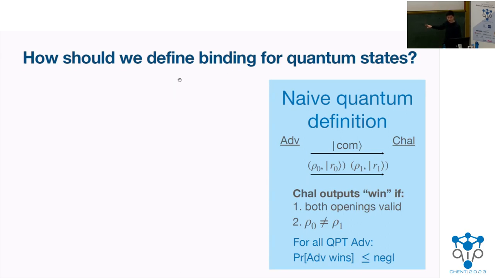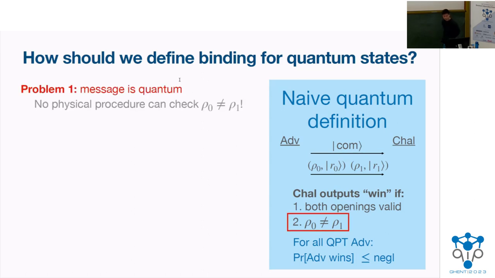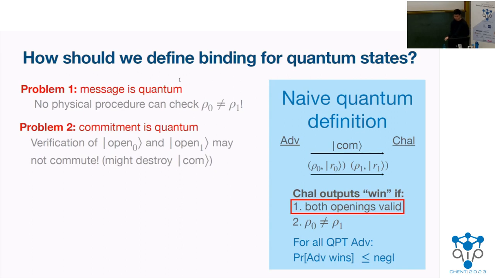What are some issues that show up with this definition? Well, the first is that the message is quantum. So the challenger can't actually perform this check, because for any two arbitrary quantum states, there's no physical procedure to check that they're different. You can do that for pure states using a swap test, but these are not necessarily pure states. They could be one part of a larger entangled state, for example. The second problem is that the commitments themselves are quantum. So the challenger is supposed to check that the first opening and the second opening are valid, but because those things are quantum, those measurements might not commute. So as a result of checking the first opening, you might destroy the commitment.